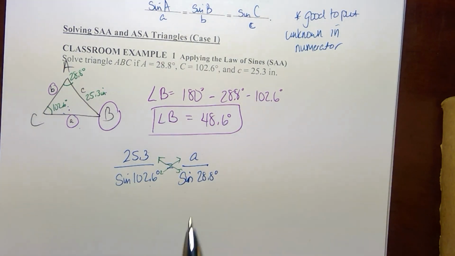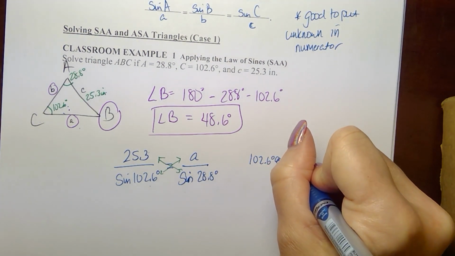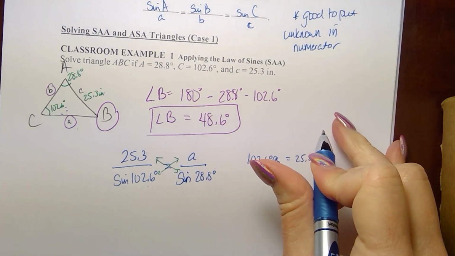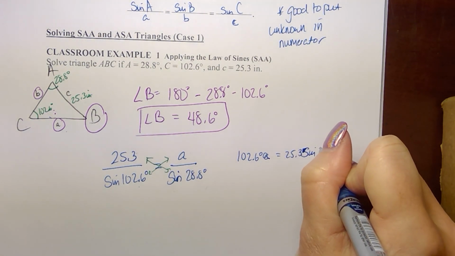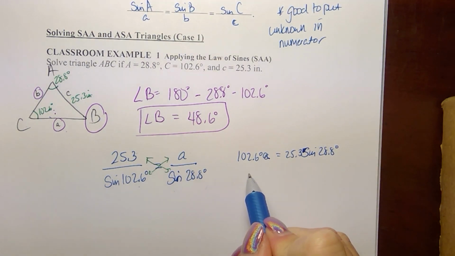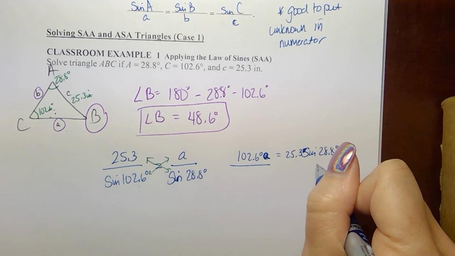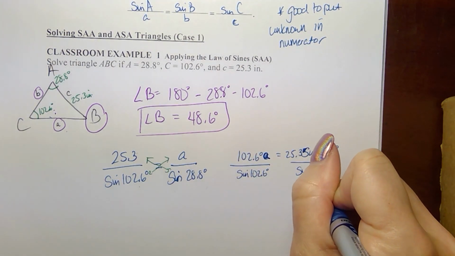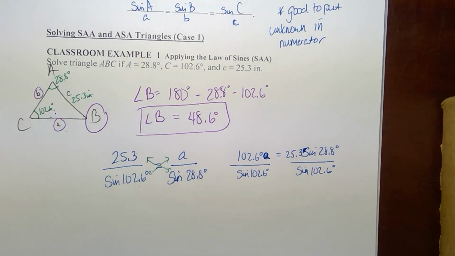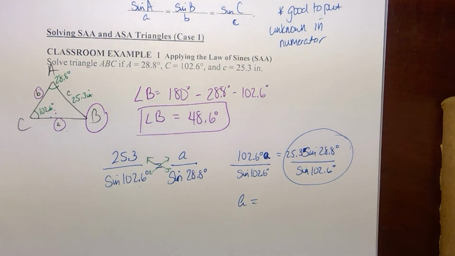What I have, if I go ahead and work through using my cross products, I get sine of 102.6 degrees times side A equals 25.3 times the sine of 28.8 degrees. To finish solving for A, I'm dividing both sides by the sine of 102.6 degrees. So A is equal to this. That's what I plug into my calculator.